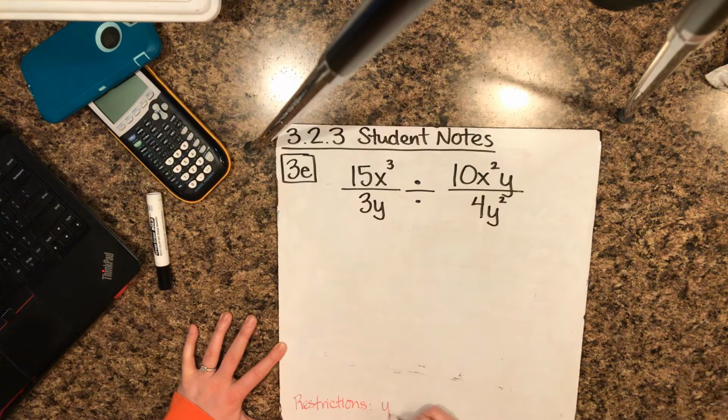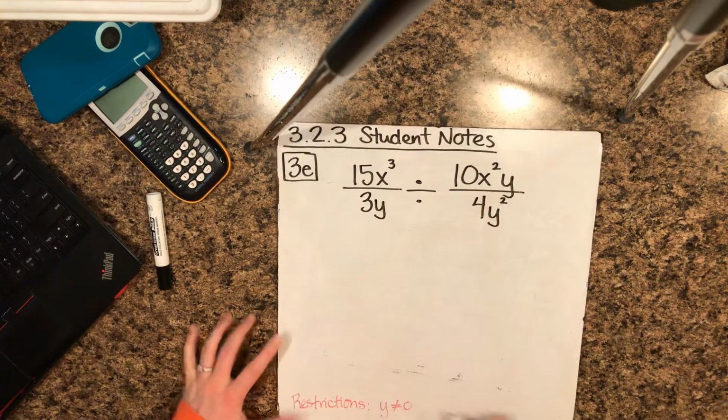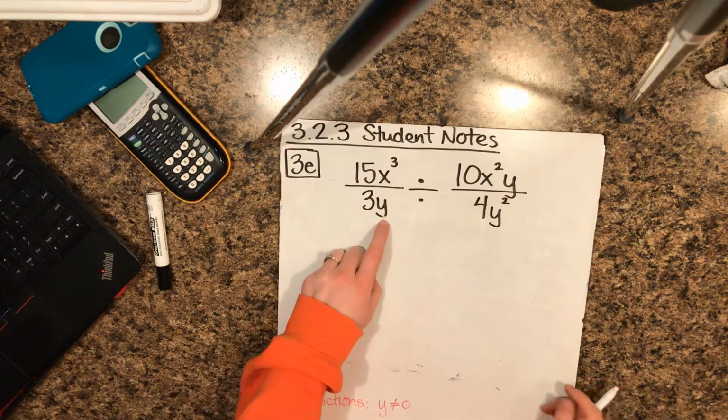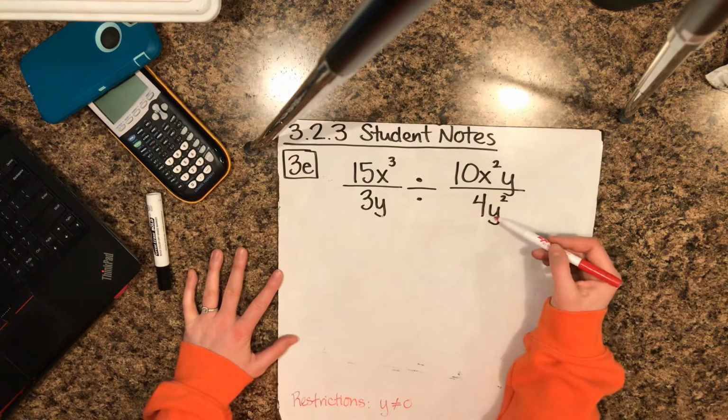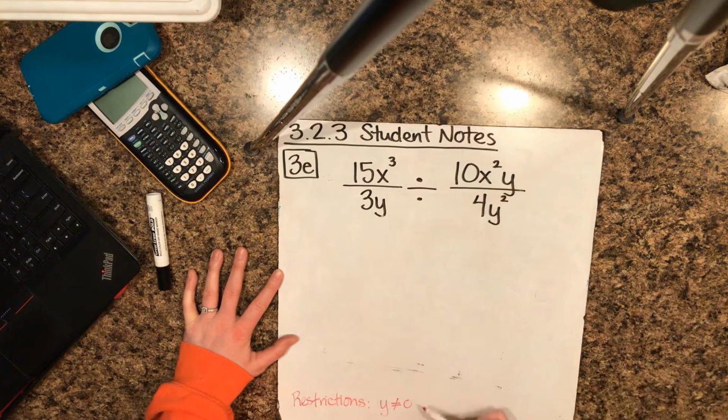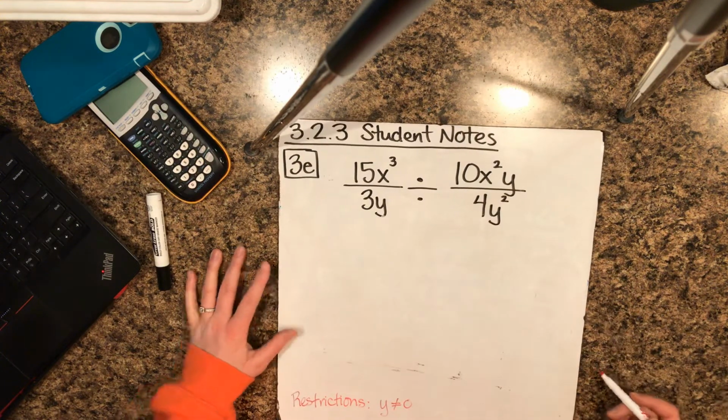So y is not allowed to equal 0. Because if I had a 0 here, 3 times 0 is 0, no good. If I had a 0 here, 0 squared times 4 is 0, that's also no good. So far, y cannot equal 0.